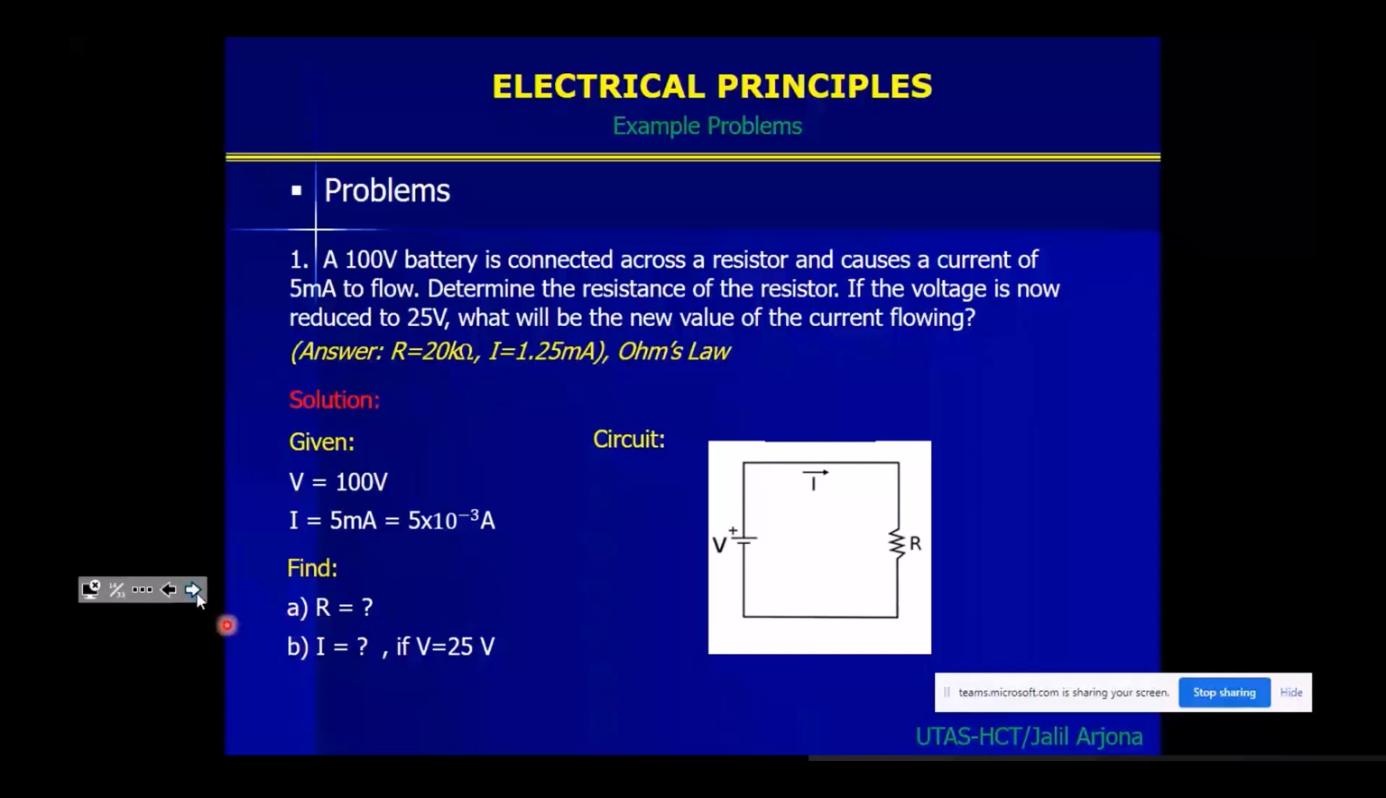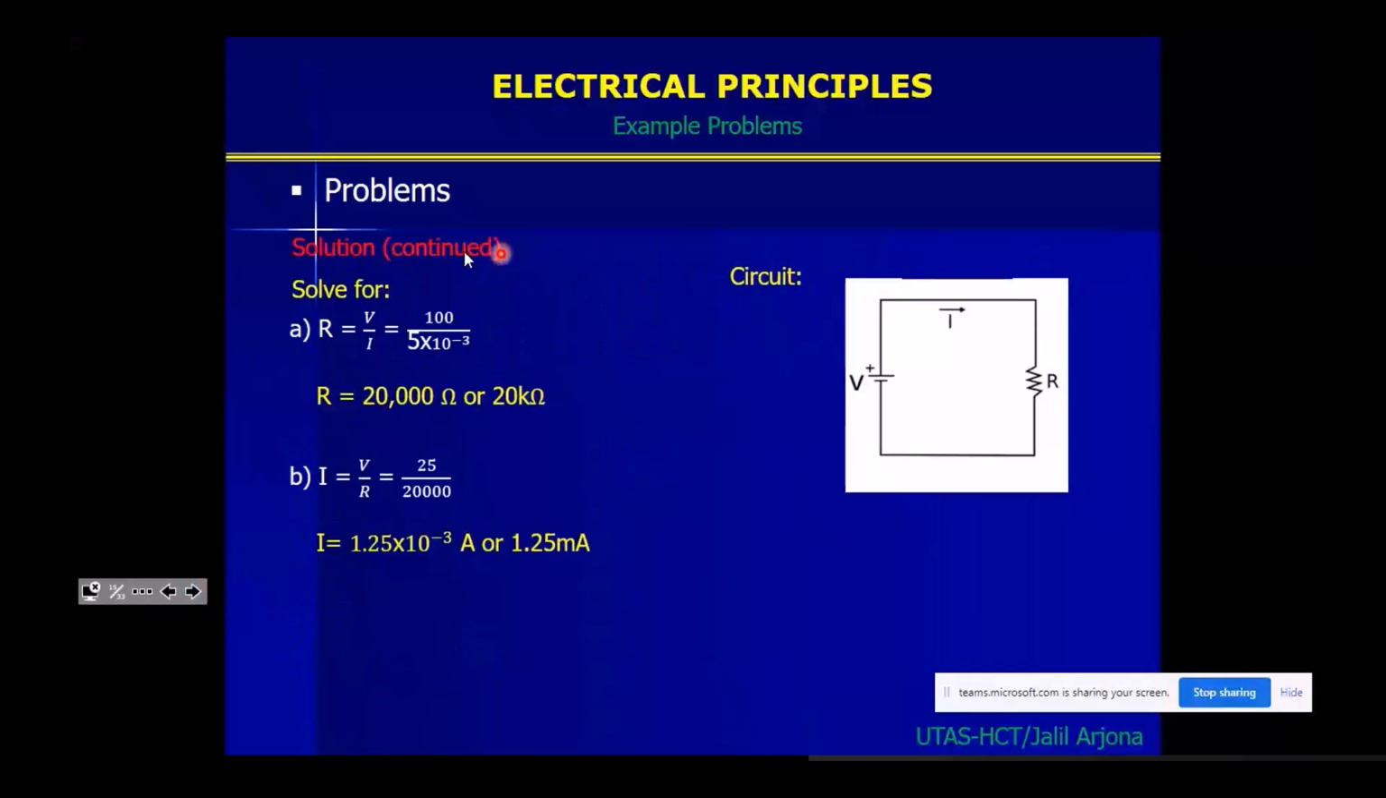Here is now the solution. Solve for the R. You will go back to the Ohm's law. This is the Ohm's law formula. We have the V, 100. We have the I, this one. And you will arrive at a value of 20,000 ohms. This is a long way to write an answer. You can also write it in this manner, 20 kilo ohms, because 1,000 is kilo.